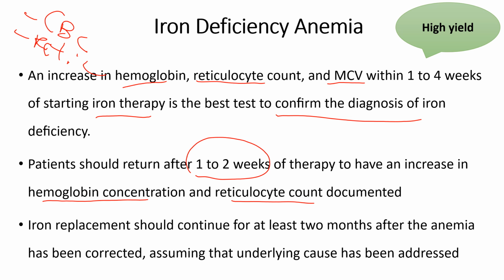And we have to continue the iron therapy at least 2 months after the correction of anemia to replenish the iron storage. So bottom line, CBC and retic count, they are the best initial test, and they are the best test for the follow-up of iron deficiency anemia.